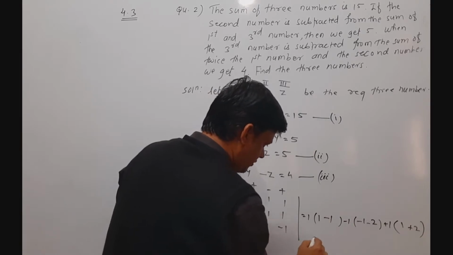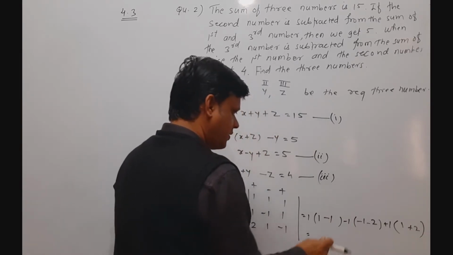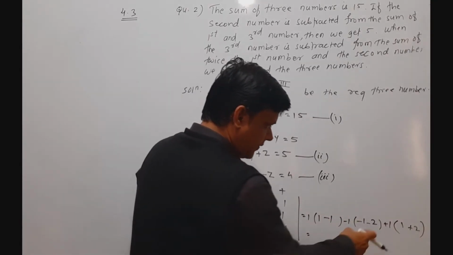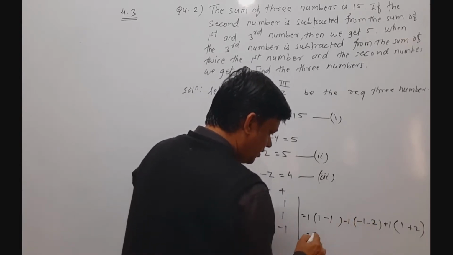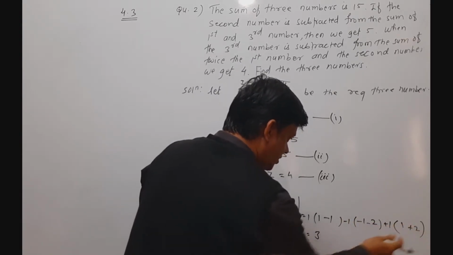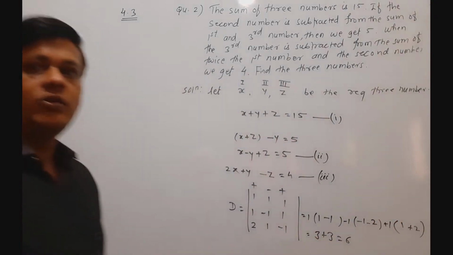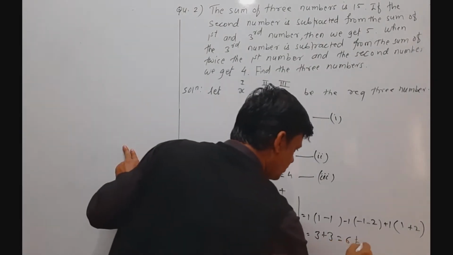So write, value of this determinant is equal to 1 minus 1 is 0. So first term is 0. Minus 1 minus 2 we get minus 3. Minus minus plus 3. So 3. 1 plus 2 is 3. 3 into 1 is 3. So 3 plus 3 equals 6. So we get value of D equals 6, which is not equal to 0.